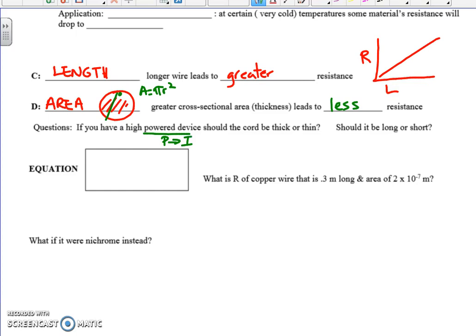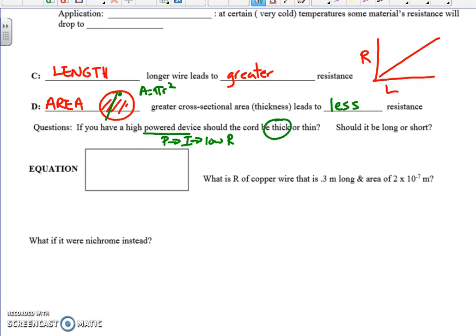And if we have a lot of current, then we have a low resistance. So if we want a low resistance, do we want it to be thick or thin? All right, we already chose wire, so that's going to reduce the resistance quite a bit. But if we want to reduce it more, we definitely want it thick.